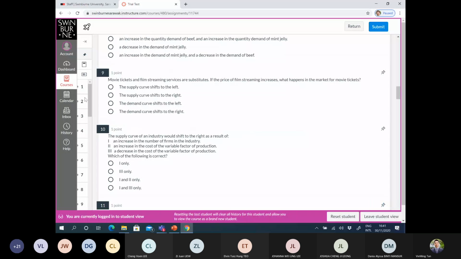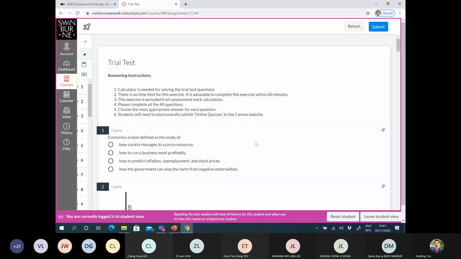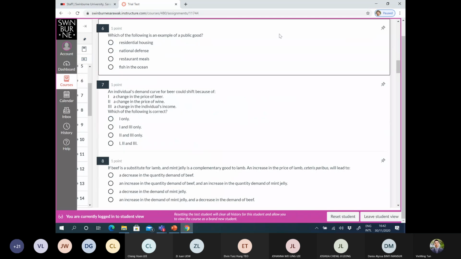So once you answer the question, you should be able to check whether you have already answered or not, like this question. Like for this first question, economics is best defined as the study of what? How society manages its scarce resources, right? The first answer is correct. So if you feel it's correct, you just need to click on the circle for that question. Once you click the circle, you may find that the circle for question 1 is no longer there. That means you have already answered the question. So if you want to answer question 6, you can just go to here. The system will directly move to question 6 for you to answer.